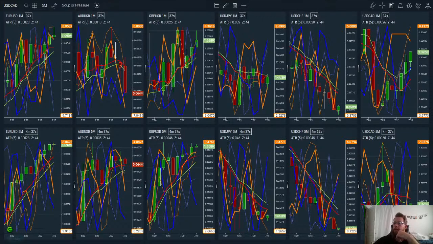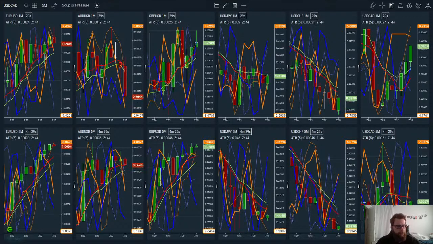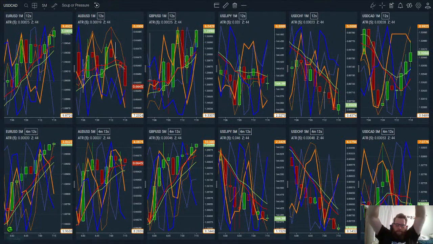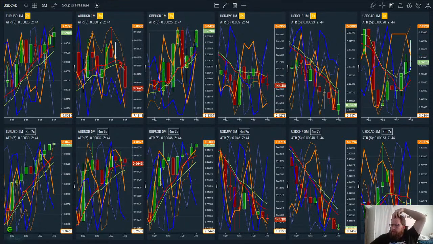$73 doesn't sound like a lot, but in an account of $5,000, that's 1.5%, and that is a really good return in a day. If you make 1.5% every day, that's a 30% return monthly. If you do that every month, you're getting rich quick. Which is awesome. I think we've only been trading for how long? 20 minutes? Yeah, 20 minutes.